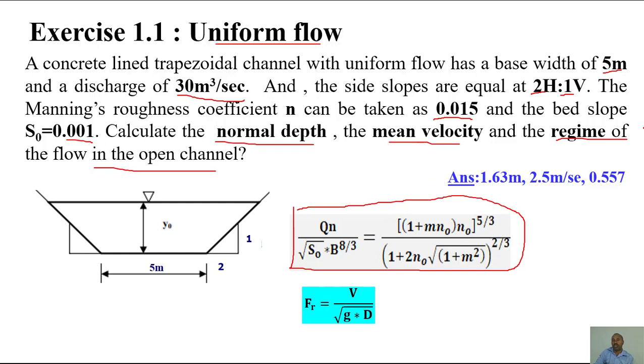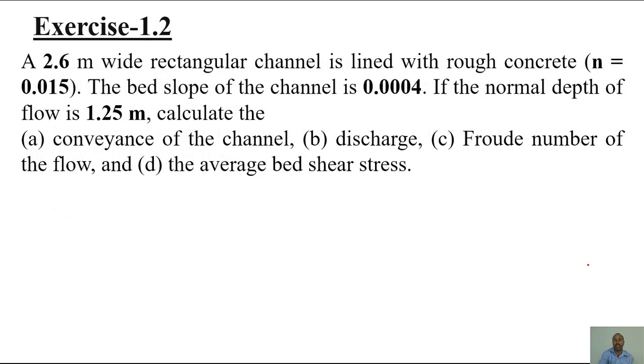To compute the regime of the flow, you have V over square root of gD. But first, you have Q already known, so you have to compute the area. Area is (B plus M Y naught) times Y naught. Then V is equal to Q over area, so you substitute here. D again is A over T. Then finally, you can say this is subcritical flow. We will see in the next topic.